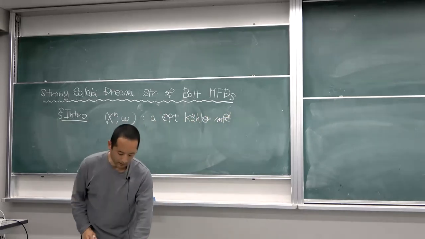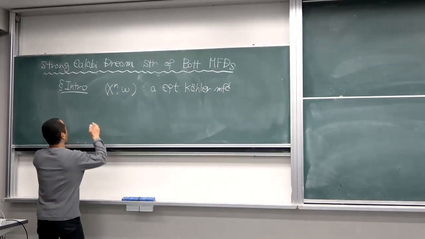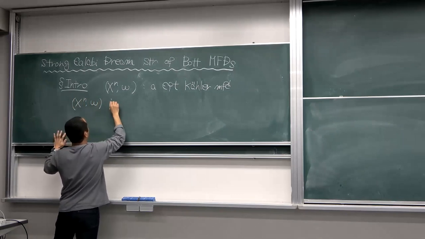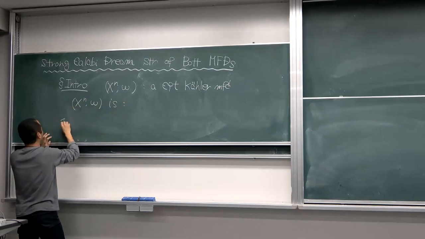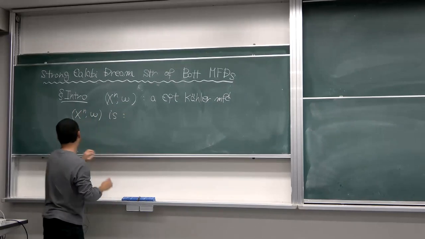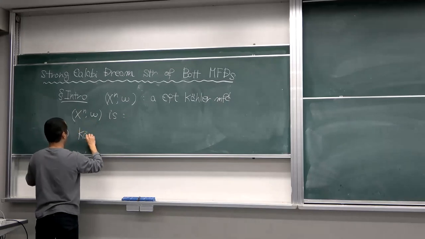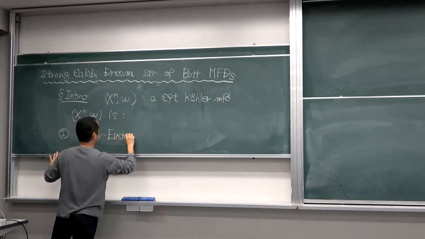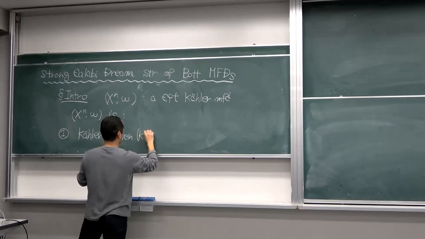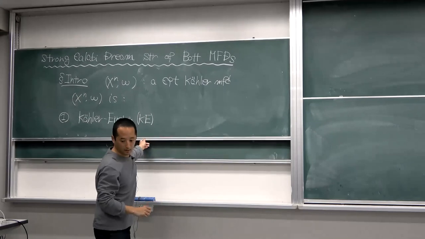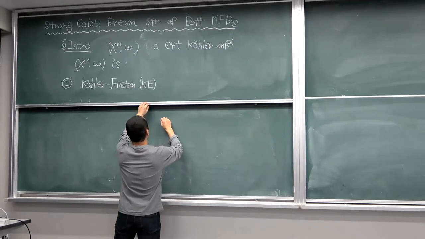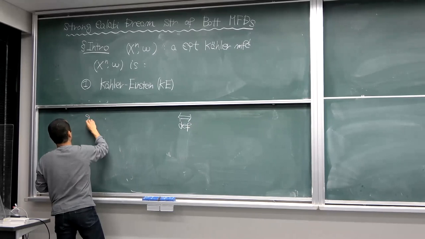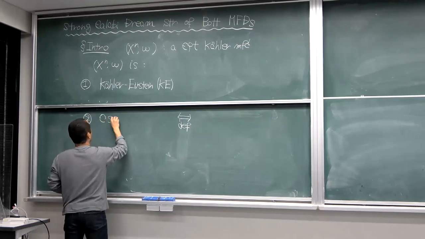Generally, we have three types of nice metrics on a compact Kähler manifold. The most famous one is the Kähler-Einstein metric. For simplicity, I will denote this as KE, the initial of Kähler-Einstein. The second example is the constant scalar curvature Kähler metric.